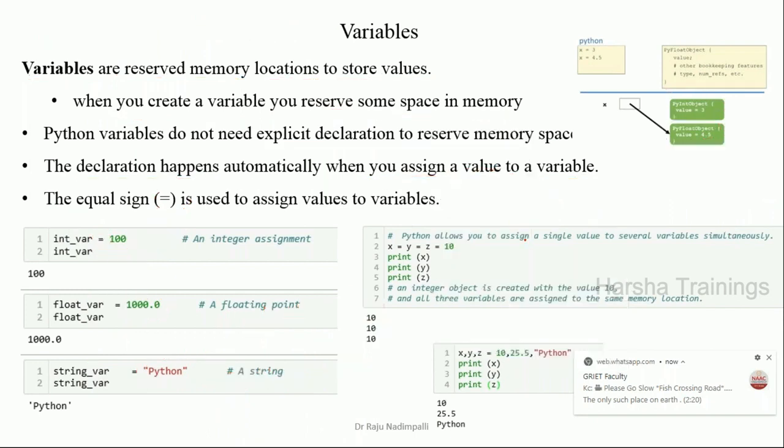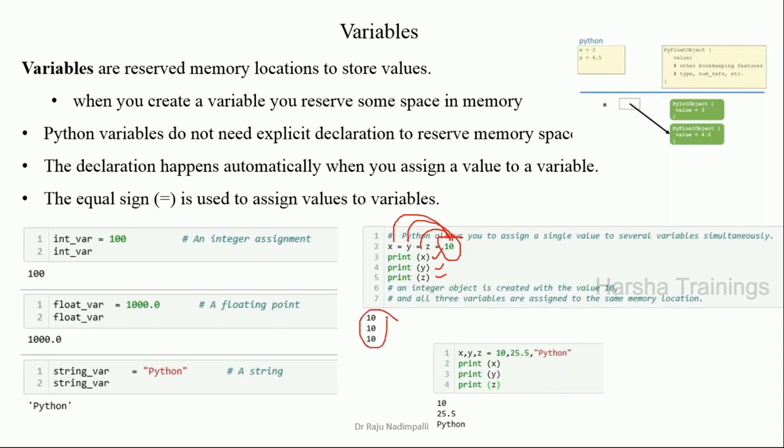Now I can also assign a single value to multiple variables. Look at here, 10 can go for X, 10 can go for Y, and 10 can go for Z. If I print all these 3 values, print X, Y, Z, all of them will print as 10. I can also print these 3 in a different way. Print X comma Y comma Z. If I want to print more than one variable, I should provide a comma here. So it is going to print 10 10 10.